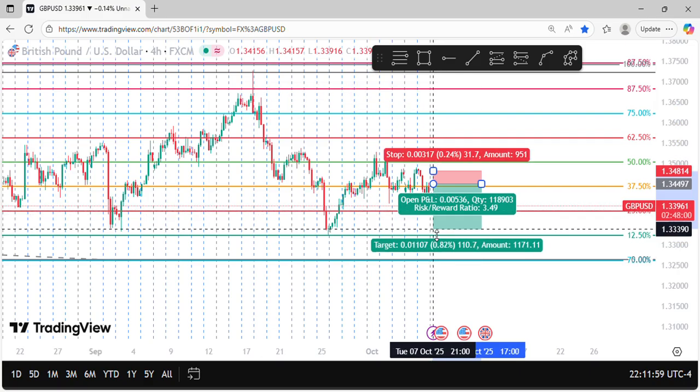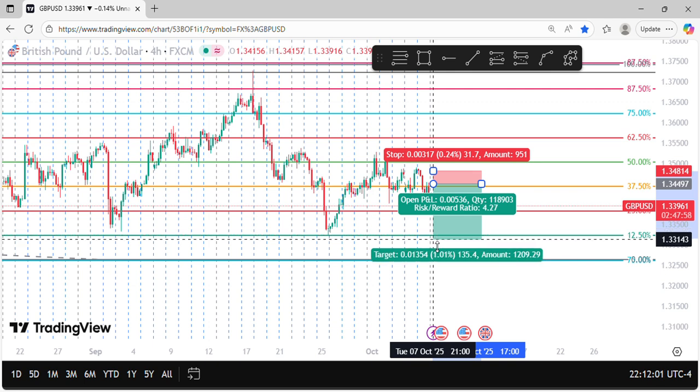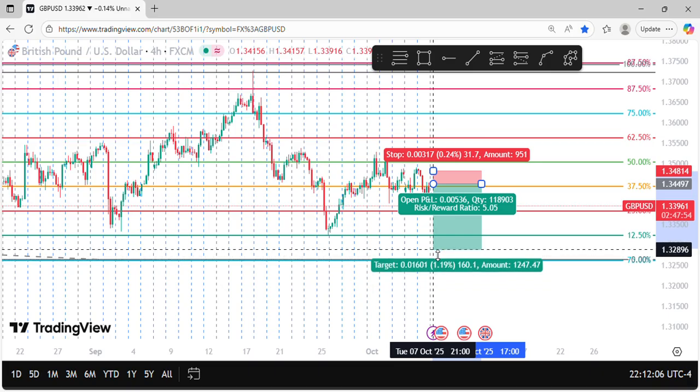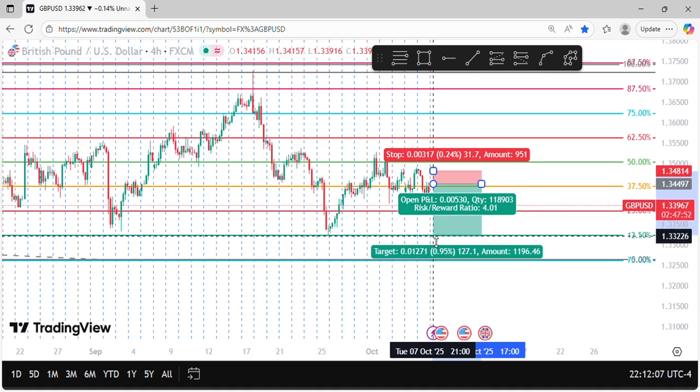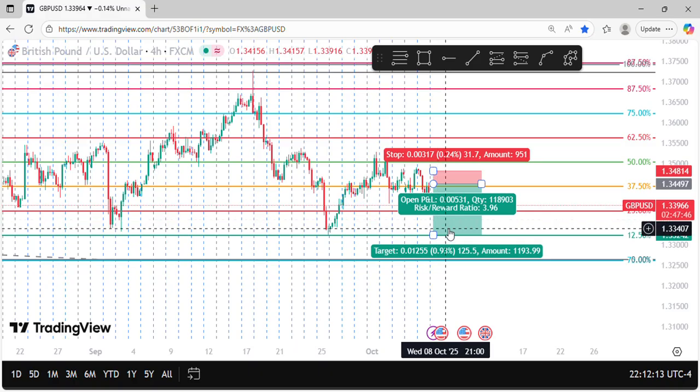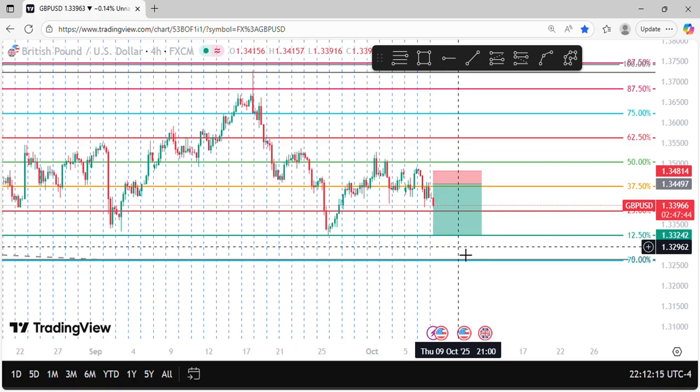Okay, but my target is the low, the very low of the range, and I could just decide to take my profit here and then be out of the market, and that's going to be almost a 1:4 for me with this trade.